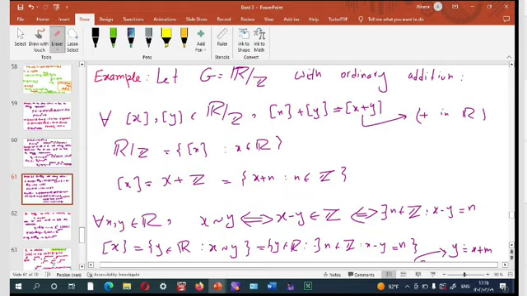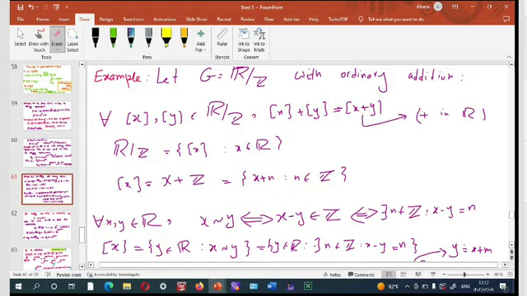Then we see that the equivalence class of x by this relation, it's very trivial that this is an equivalence relation. On the other hand, this is antisymmetric and transitive.